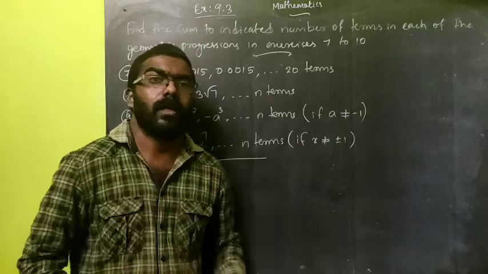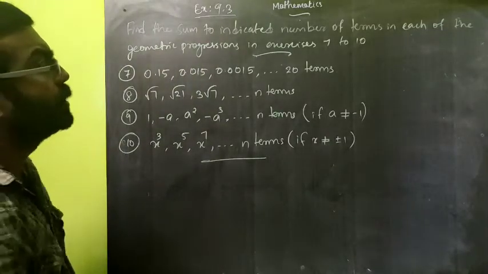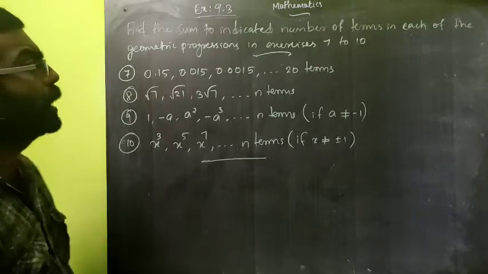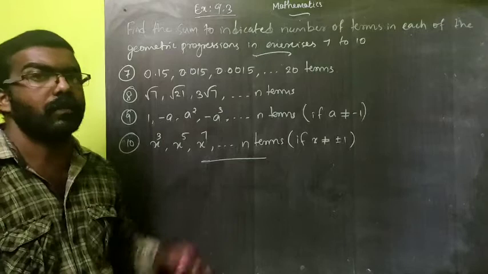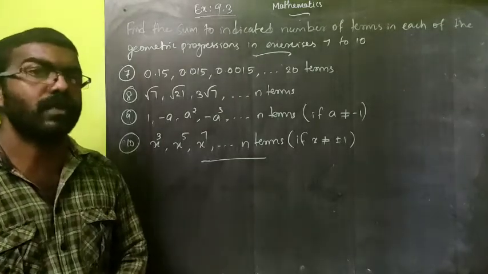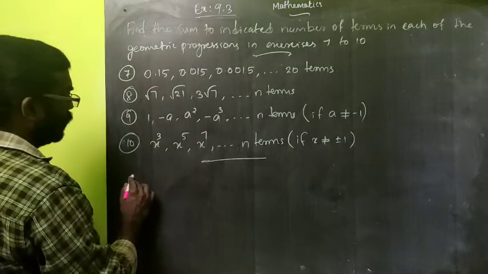Okay. Here the next one is: find the sum to indicated number of terms in each of the geometric progressions in exercises 7 to 10. Here 4 sub questions are given. We have to find the sum to the indicated number of terms. Okay. Let us consider the 7th question.